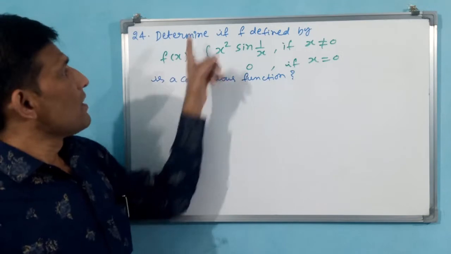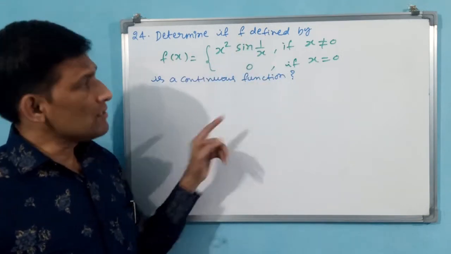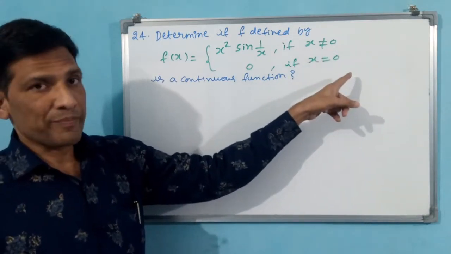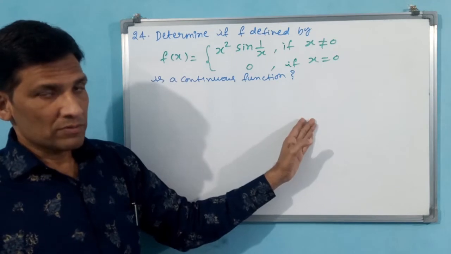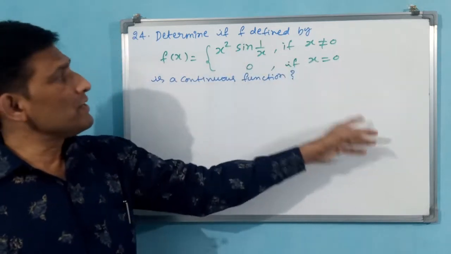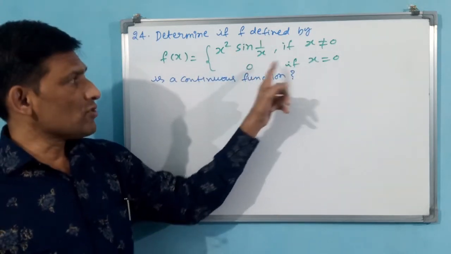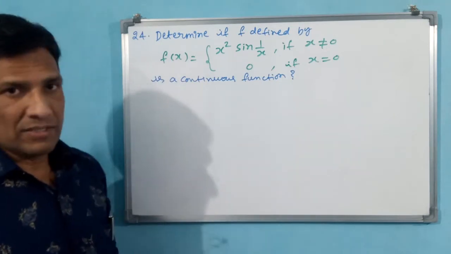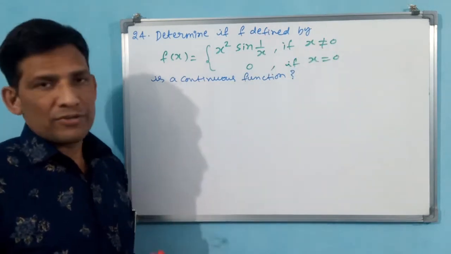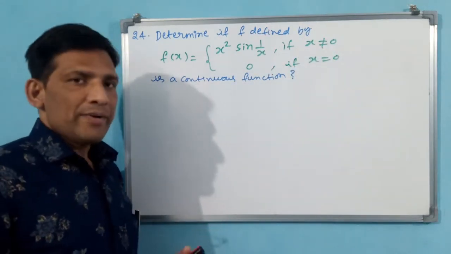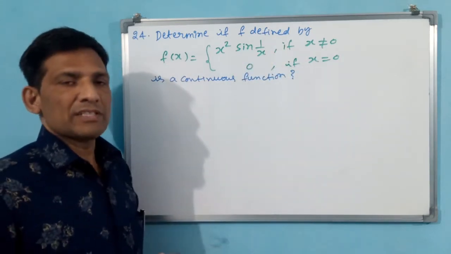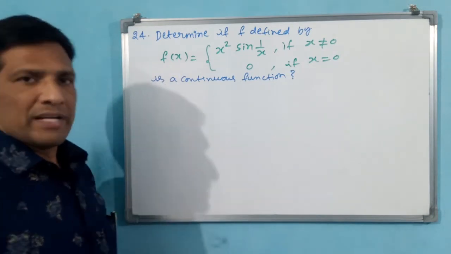First of all, we can see whether this function is continuous or not by looking at the limit at 0 only. Why? Because at 0 only the function is changing: from minus infinity up to 0 this is the function, and from 0 to plus infinity again this is the function. At 0, the value is 0. That means if at all the function is discontinuous, it should be discontinuous at 0, or else it is continuous. If the limit at x equal to 0 is continuous, then we can say that this function is continuous, or else it is discontinuous.